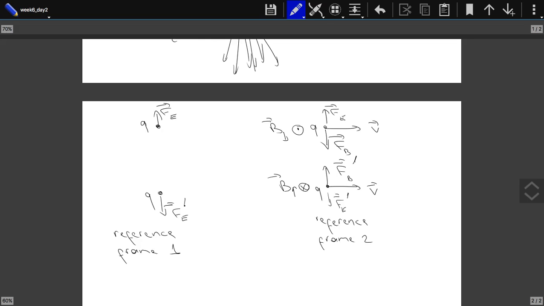Why not? You see, here we have two different reference frames. In this reference frame, there is no magnetic field. There is only electric field. Here I have another reference frame. In this reference frame, there is a magnetic field and an electric field. Both of them exist in this reference frame.